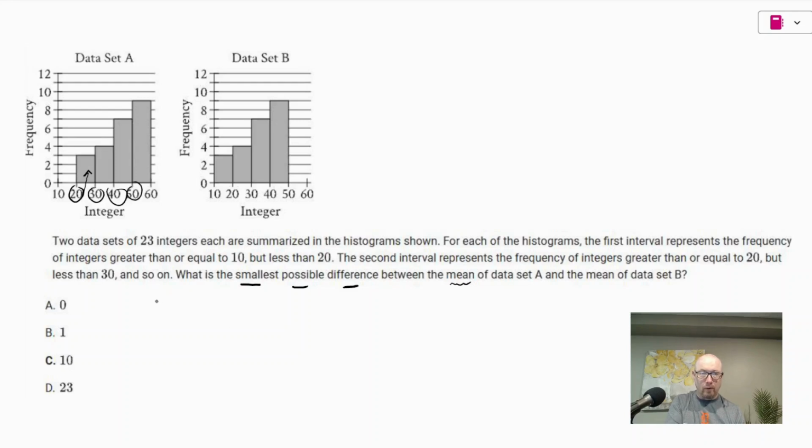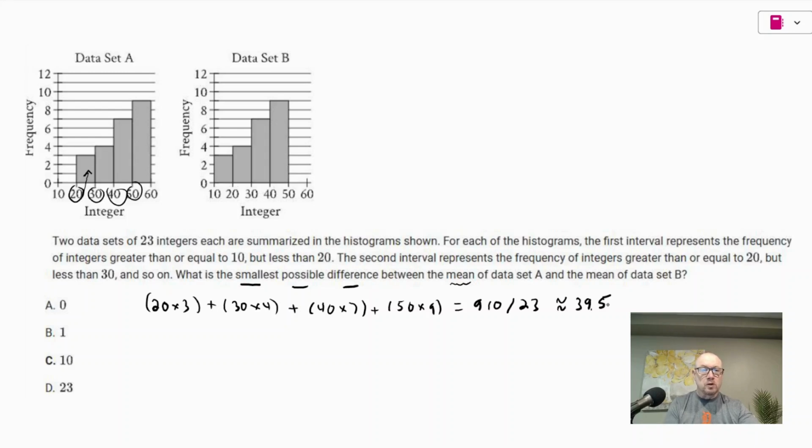All right, so if we calculate the mean here, it would be 20 times 3 plus 30 times 4 plus 40 times 7 plus 50 times 9. And if we do that correctly, we're going to get 910. And if we divide that by 23, that would give us around 39.5 as the mean.